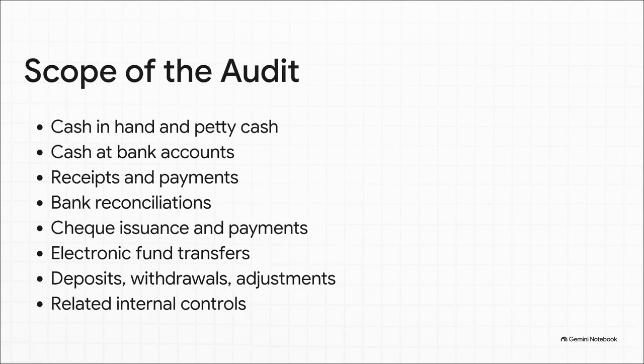The scope of the audit dictates exactly where we look, and it perfectly bridges the physical and the digital worlds. On the physical side, we're looking at cash in hand and petty cash, literally looking inside office lockboxes, along with check issuance and payments where we inspect sequential logs. Digitally, we're looking at cash at bank accounts, electronic fund transfers, and analyzing those system logs. We also cover receipts and payments, bank reconciliations, deposits, withdrawals, and adjustments, and we tie that whole shebang together by reviewing the related internal controls and actual supporting documents.